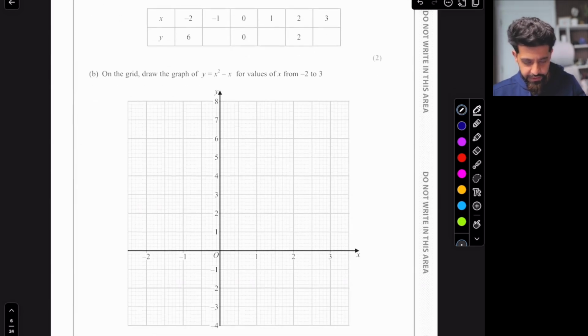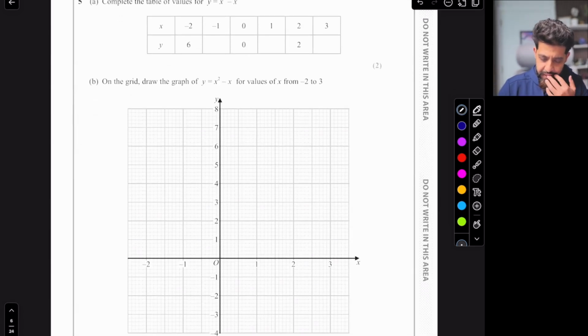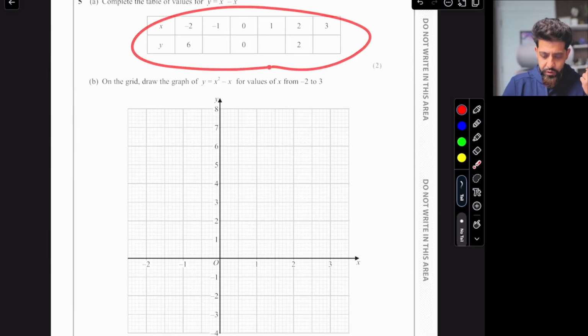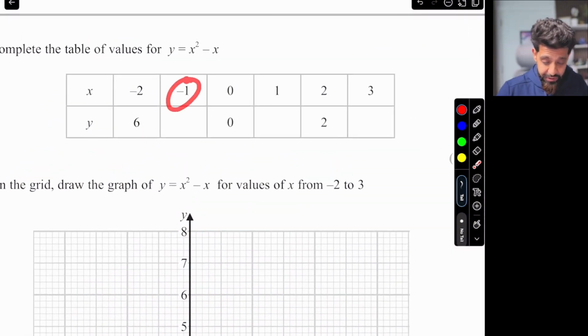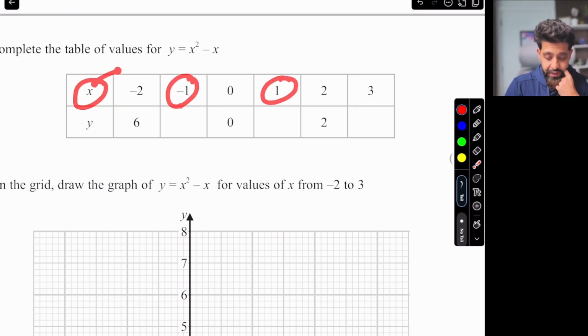Question number 5. So on the grid, draw that graph. But first, you've got to do the table. Some students struggle with negative numbers when it comes to negative numbers. You might think it's just a simple matter of putting it into your calculator. Sometimes it can appear on calculator paper, by the way. But just be careful. Use brackets, okay?